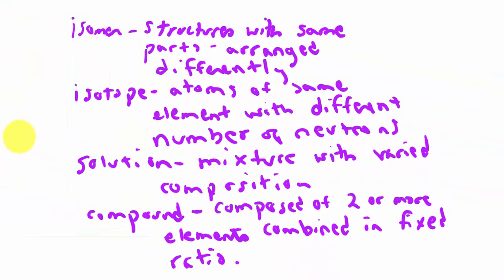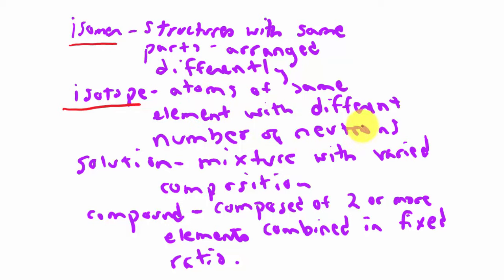The first response, isomer. Isomers are structures that have the same parts, but they're arranged differently. We run into isomers when we're studying organic chemistry most of the time. Isotopes from atomic structure, these would be atoms that have the same element but different number of neutrons.